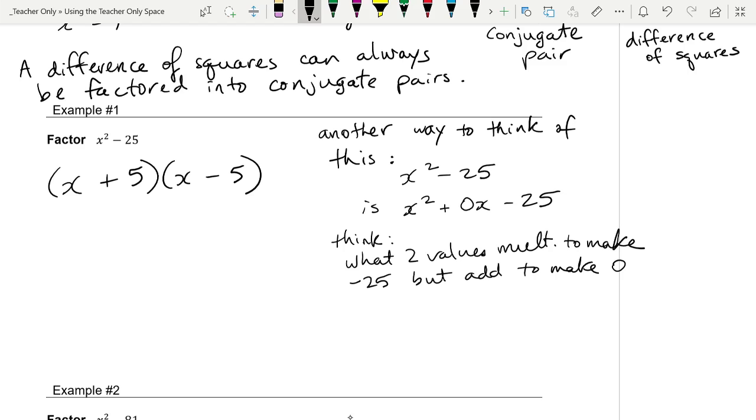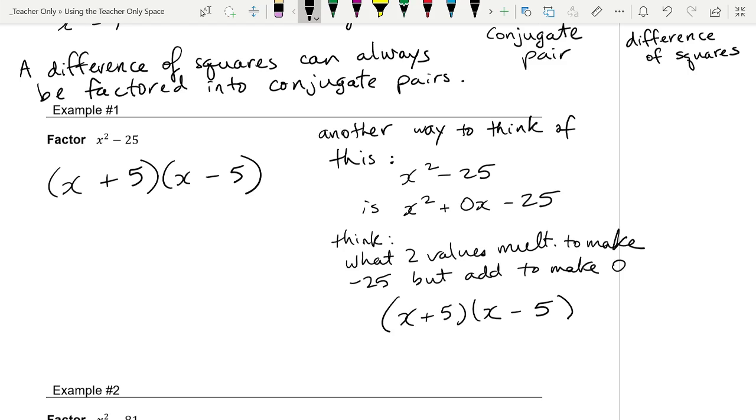So I can factor this out the same way. I can say, oh, well, it's going to be x and x. Two numbers that times to make 25. Well, it's either 1 and 25, which doesn't work. That wouldn't add to make 0. Or 5 and negative 5. See, there's a nice logic to that.